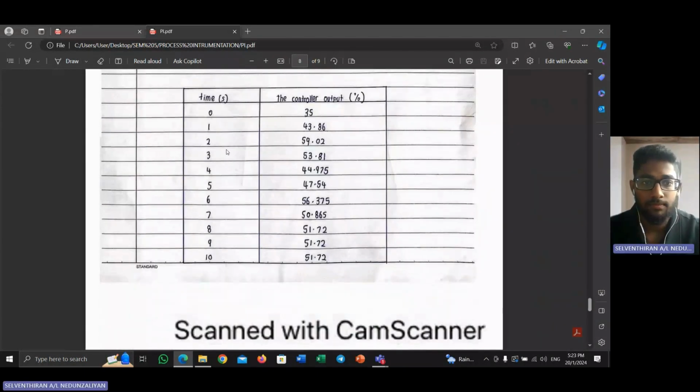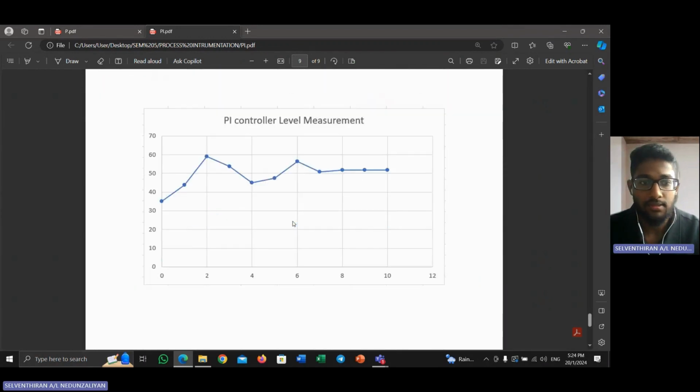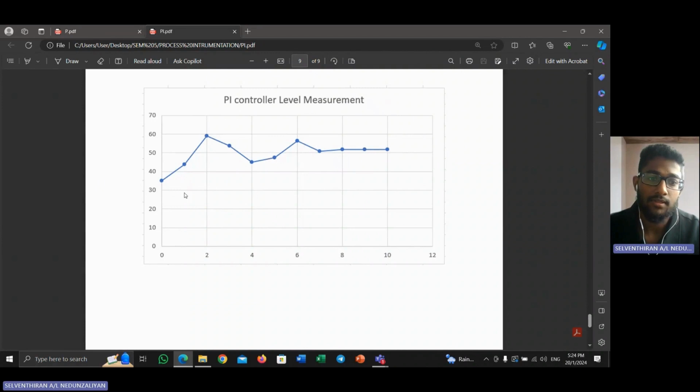So here is the table. The values increase and then decrease at 4 seconds, and then increase again until 6 seconds, and again decrease and increase. Here we can see from the graph, it increased at 0 to 2 seconds, and then decreased to 4 seconds, and then increased again until 6 seconds, and then decreased to 7 seconds, and after 8 seconds, it is maintained at a constant percentage.